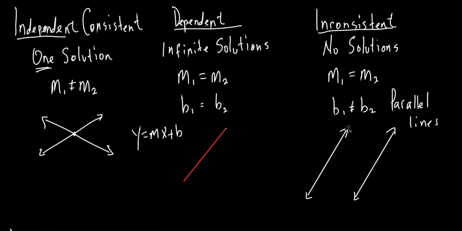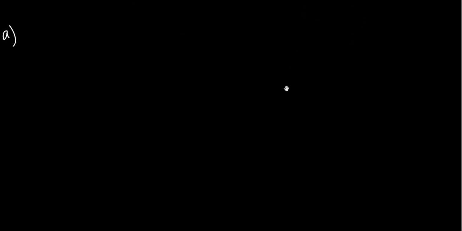And if you put them in y equals mx plus b form, and they both have the same slopes but different y-intercepts, then you would say it's inconsistent. We got it? All right, let's do one.